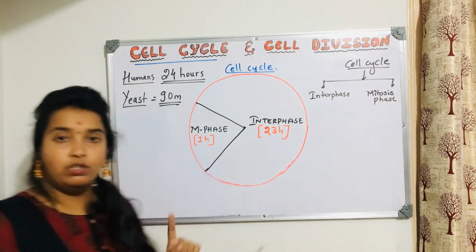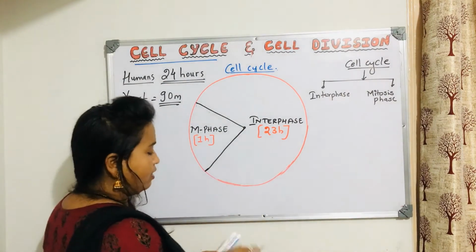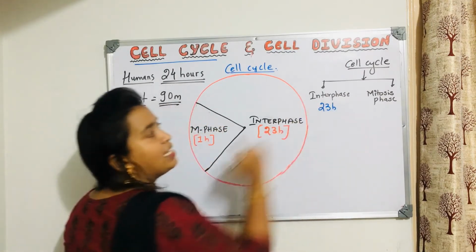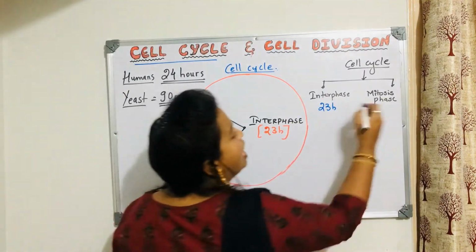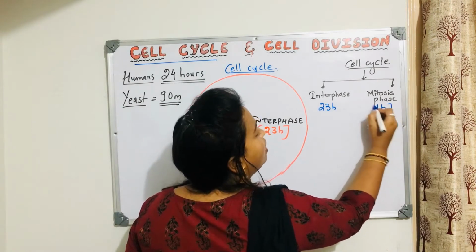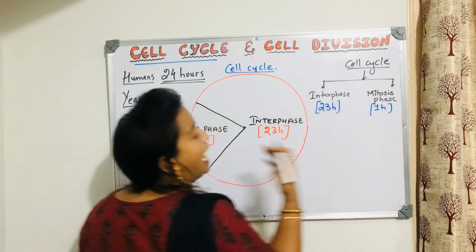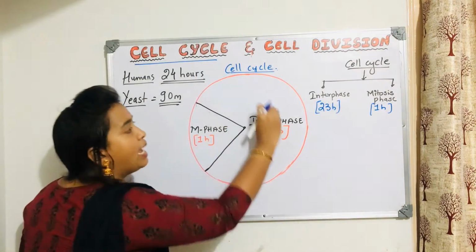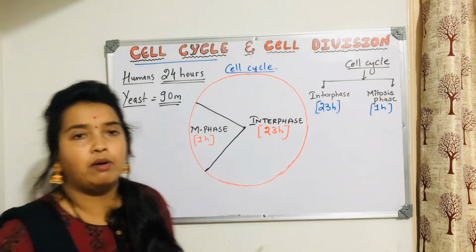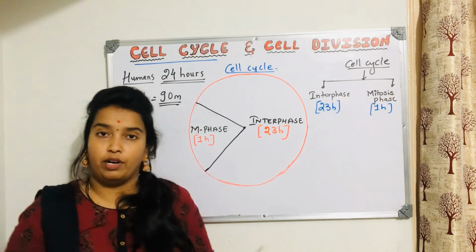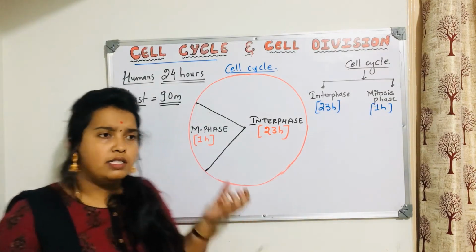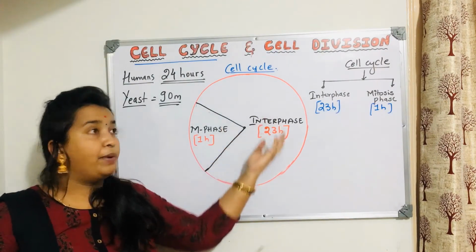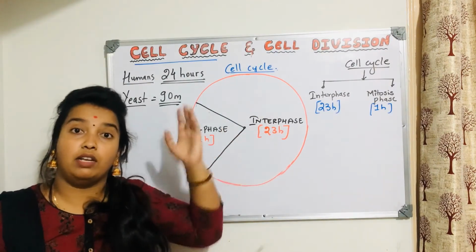Okay, anyways, we understood the timing. What is the timing for interphase? For interphase it is 23 hours if it is the example of a human cell, and 1 hour for mitosis. Actual cell division will happen here. See, we are talking about the cell cycle. Cell division is important, but cell division takes place in only 1 hour. But the cell prepares for the division for 23 hours.